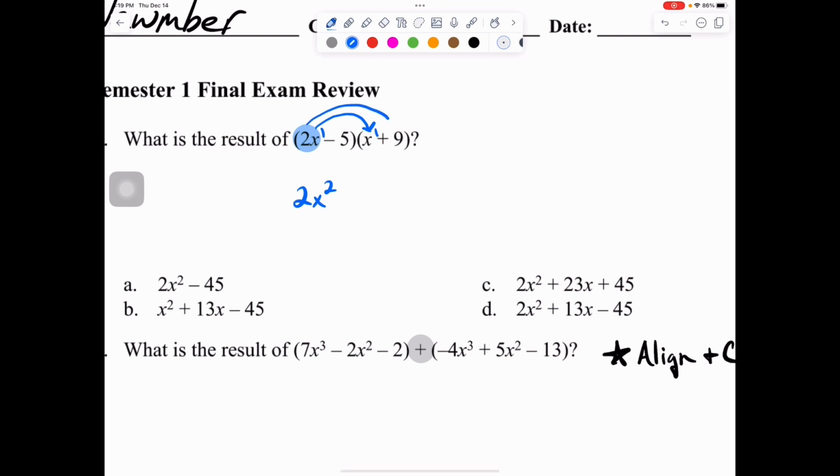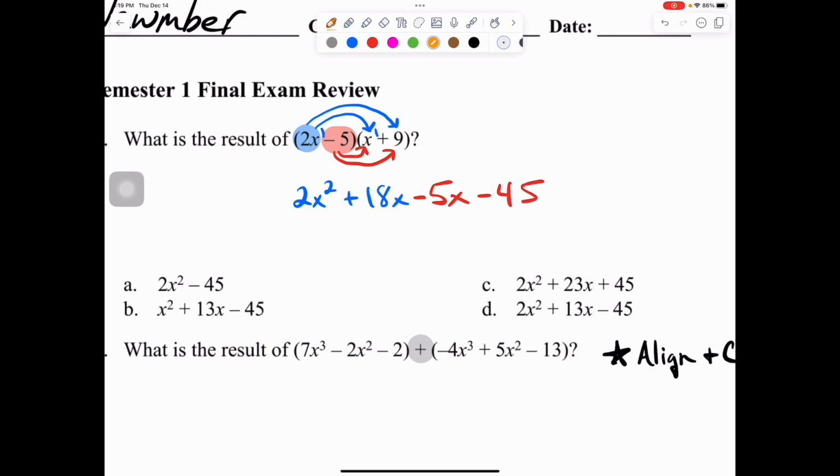We will then take our 2x, multiply it to 9. Well, 2 times 9 is 18. Don't forget the x. Wonderful job. And then we will take our second term in binomial 1, which is negative 5. Wonderful. Negative 5 times x gives us negative 5x. And then negative 5 times 9 gives us negative 45.